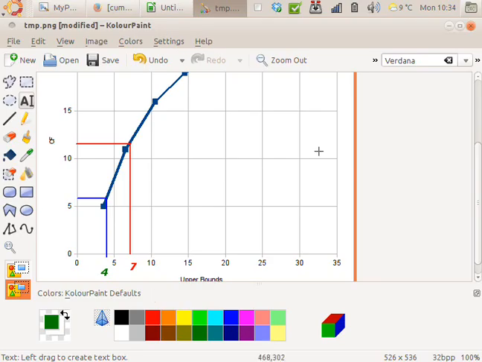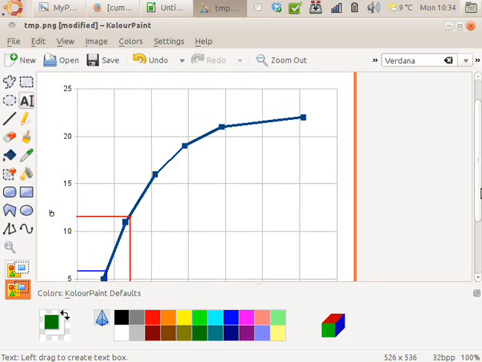Okay, so what would be the middle here of 11 and 22? So that'd be 11 plus 22, which is 33 over 2. Yeah, 16.5. So 16.5 would be around about here.